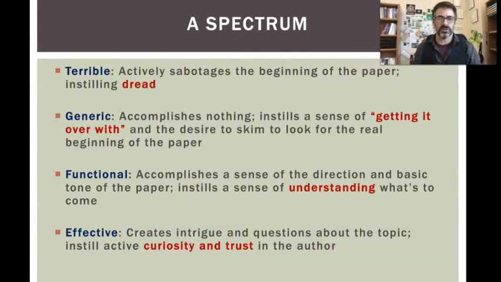All right, so a way to think of this in how you're starting your paper is this kind of a spectrum. A terrible hook, a terrible setup for your paper actively sabotages it. It instills in the reader dread of what's to come. This can be typos, this can be just boring, it's clearly irrelevant. Generic, this is basically the same thing as there being nothing there. Functional does in fact set up where you're going.